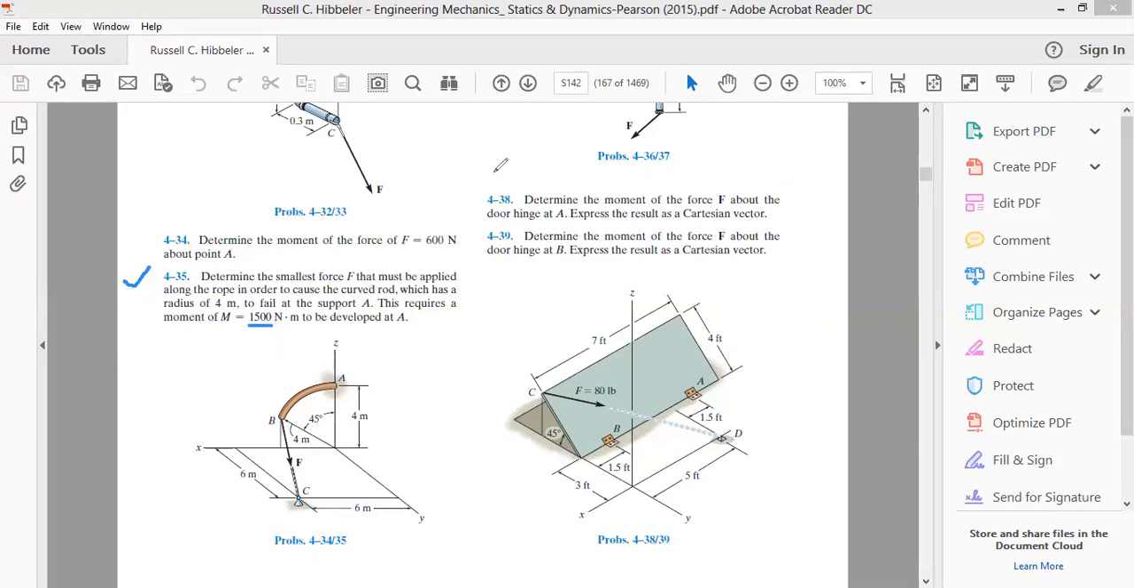Okay, so let's do one thing. Let's draw the radius vector from point A to point B. This is radius vector R. It has been drawn from point A to point B. We'll write this as RAB. This is our radius vector RAB. Now, this is force F which has been applied in this direction.